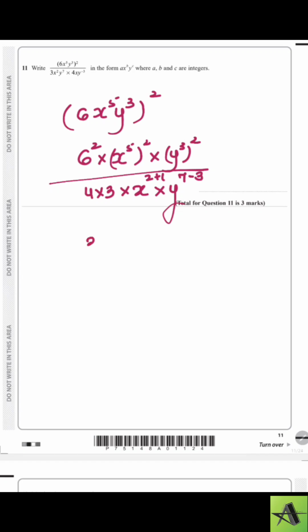So 6 squared is 36. x to the power of 5 whole squared, as I told you, it's the power rule, so the power gets multiplied. So x to the power of 5 times 2, 10. And this is y to the power of 6 over 12. x to the power of 2 plus 1, it's 3. And it's 7 minus 3, y to the power of 4.